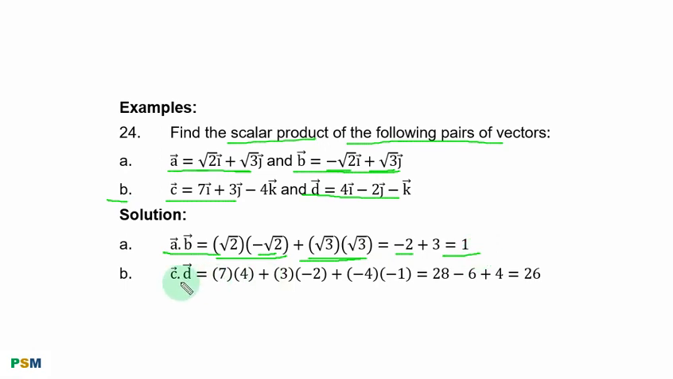B, the scalar product between vectors C and D is equal to this. First component times first component, that is 7, 4 in this form, plus the product of the second, plus the product of the third. When you multiply, you have this result. After addition, you have 26 as the scalar product or dot product.